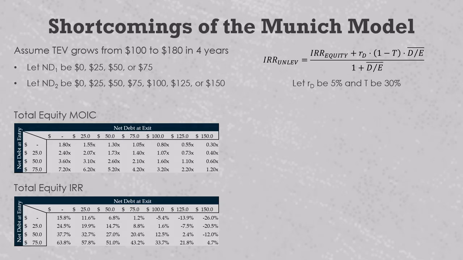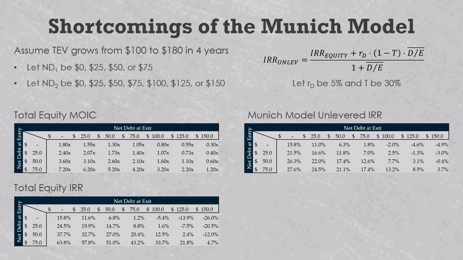We know that the company's enterprise valuation grew at a rate of 15.8%. And if you look at the equity returns table, you see the scenario with zero net debt at both entry and exit has an equity IRR of 15.8%. This is a pretty good guess of our unlevered IRR because this is the 100% equity funded scenario. So the unlevered IRR for all 28 scenarios should be around this 16% number.